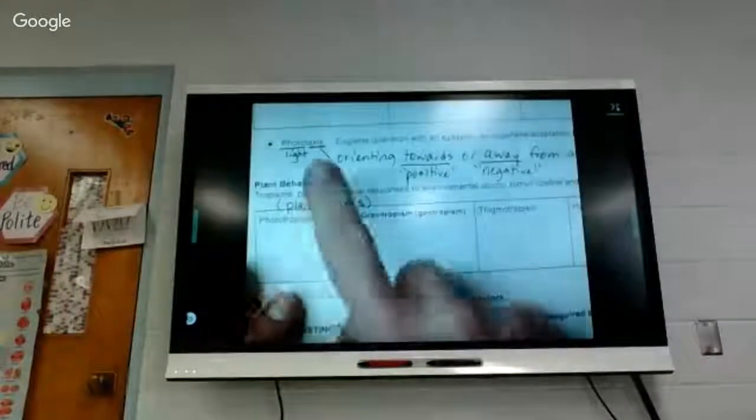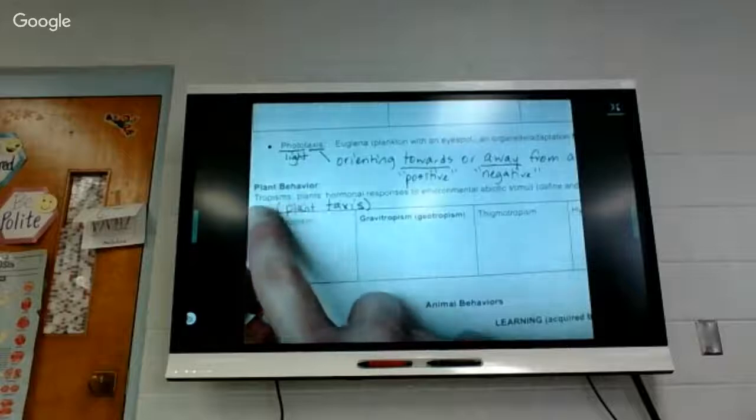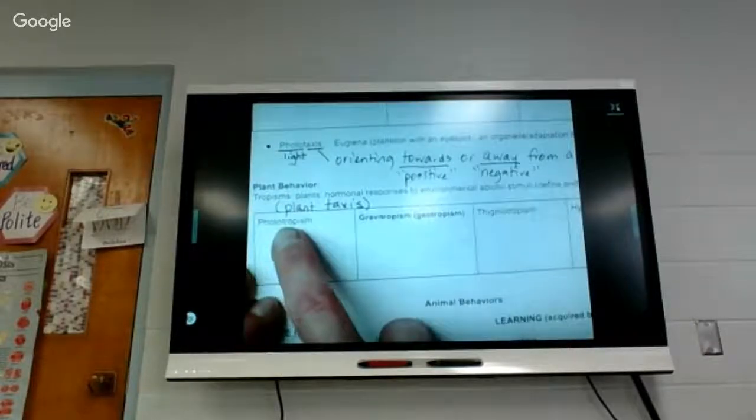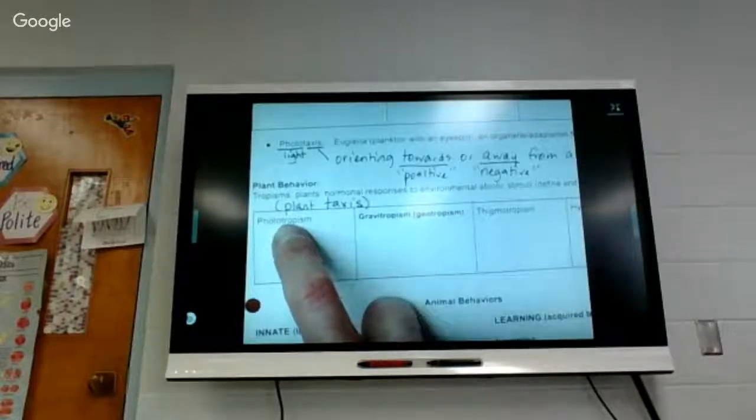Okay, usually if we're talking about phototaxis, we use a different word for plants, and that's called a tropism. So if it's phototropism, what's the plant doing? What's it growing toward? The light. Why does the plant want to grow towards the light?